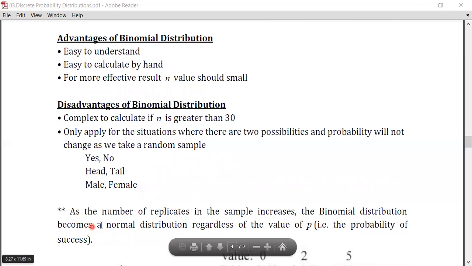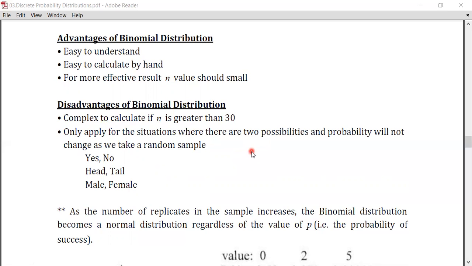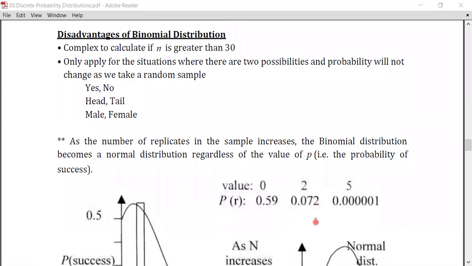One disadvantage is that if we have a large number for n, then it is complex to calculate using the binomial distribution. An alternative method is to use the normal distribution regardless of the value of p. As the number of replicates in the sample increases, it means the number of trials is increasing and becoming a large value, the binomial distribution tends to a normal distribution regardless of the value of p, the success probability.